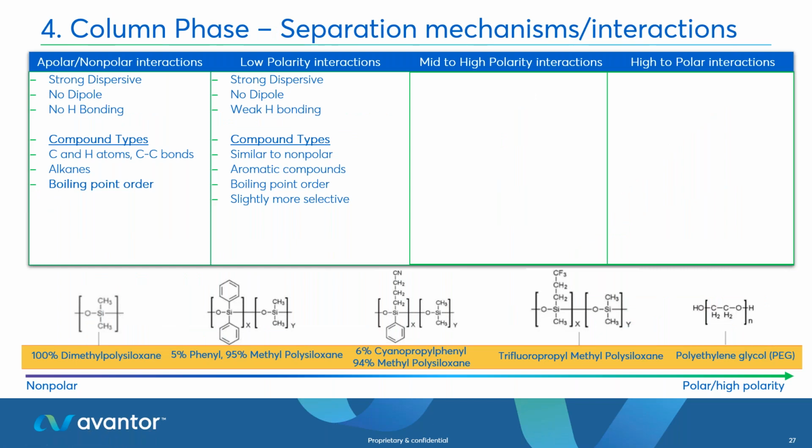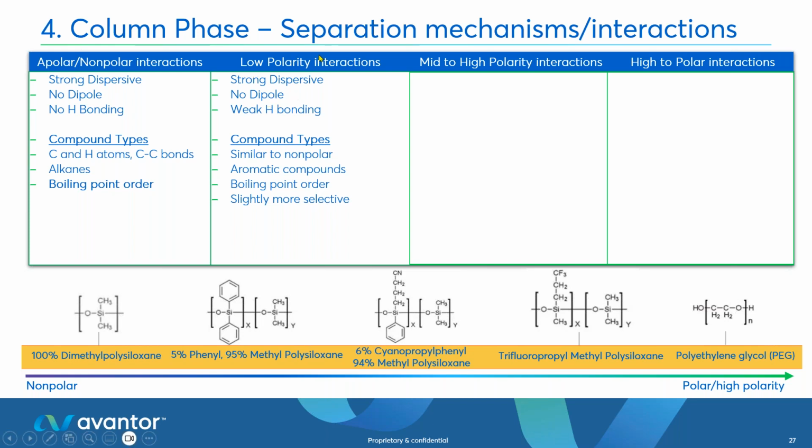So then when we look at the separation mechanisms for non-polar, you can see that they're strong dispersive, no dipole, no hydrogen bonding interactions. The types of compounds that can be analysed here are carbon and hydrogen atoms, carbon to carbon bonds. Some of the example groups are alkanes, but these all elute in boiling point order. And if you inject a sample and it has a group of compounds from the same compound group, they will elute in boiling point order.